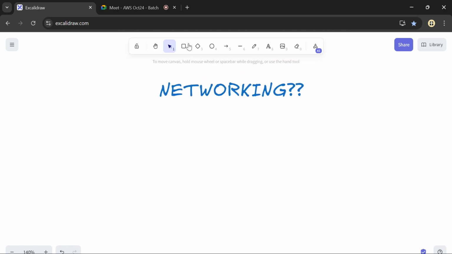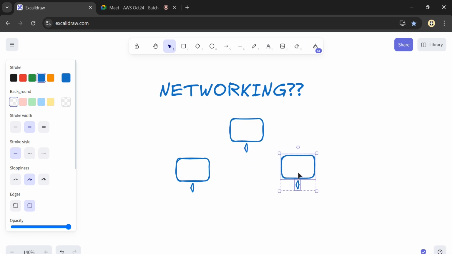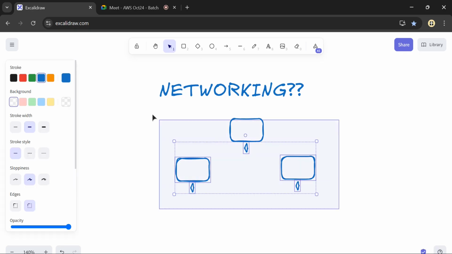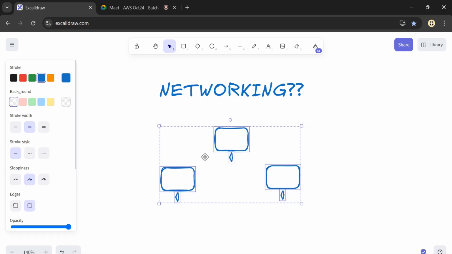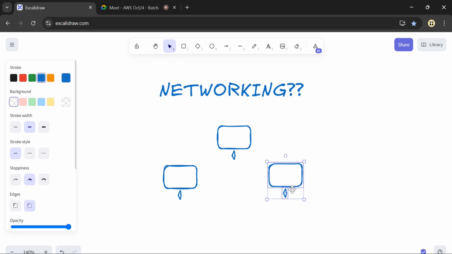So networking is nothing but connecting two or more devices to establish communication. So let's say I have a server and I have two more servers which may be within the same area. Let's say, for example, I am playing a game with my friends. Let's say I'm playing Counter Strike or some similar games which we play in a local area network.